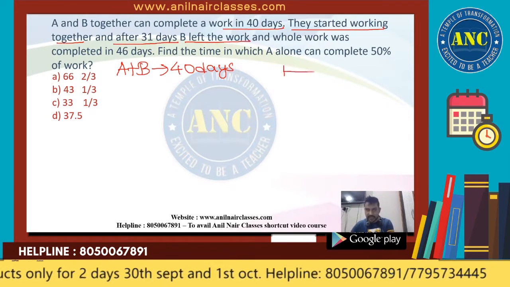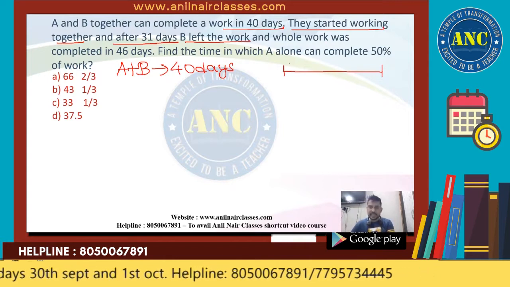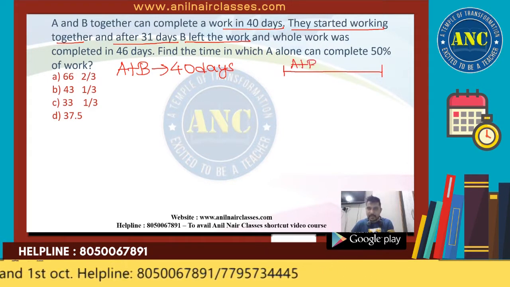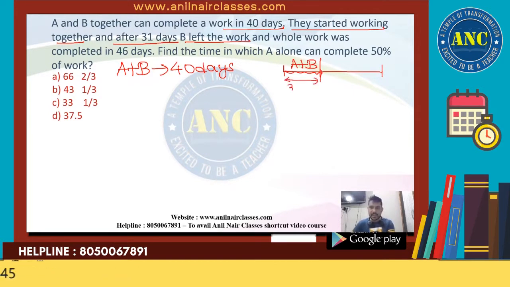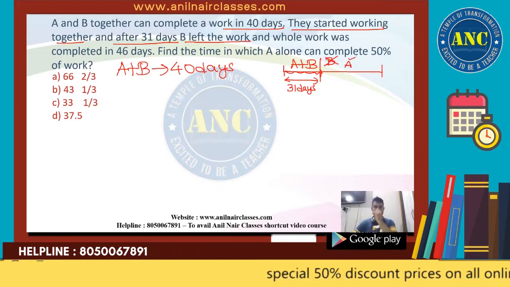Okay, let us write the diagram. So initially A and B were very happily going together and they were working. After how many days? After 31 days. After 31 days, B left the work. That means B is no more interested in working after that. Only A is working.